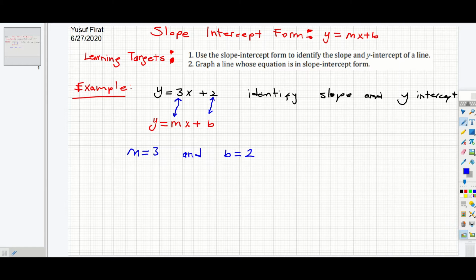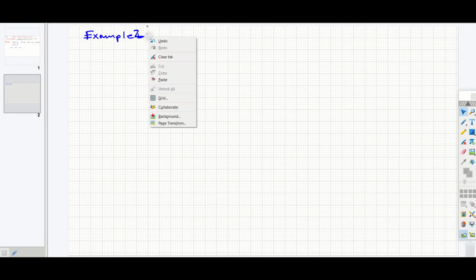Right now, since we identified the slope, we will be able to analyze the equation or the graph, right? Let's open another page. Okay, let's say another example. Example 2.